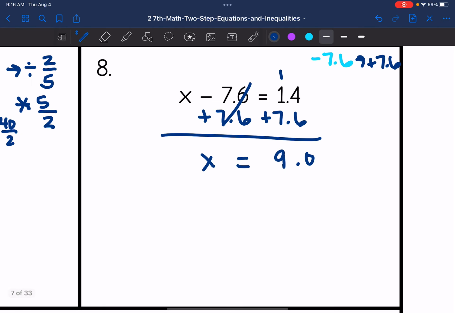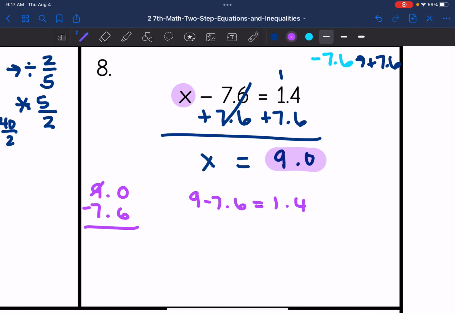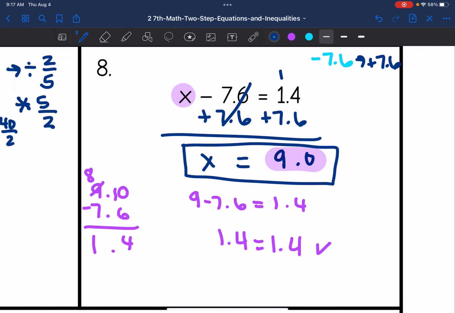So now I just need to verify that this solution is correct. I'm going to substitute in 9 for x. So 9 minus 7.6 should equal 1.4. Let's make sure that that is true. I'll need to borrow. And I do get 1.4 when I do 9 minus 7.6. So I know I have the correct solution, and x is equal to 9.